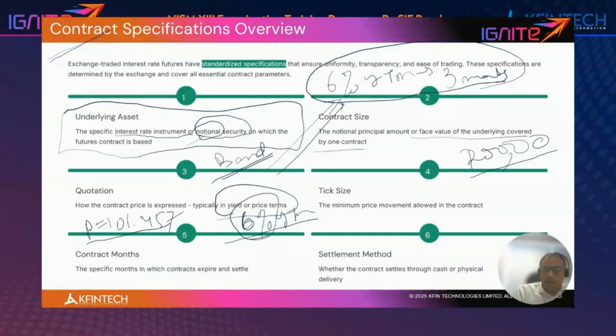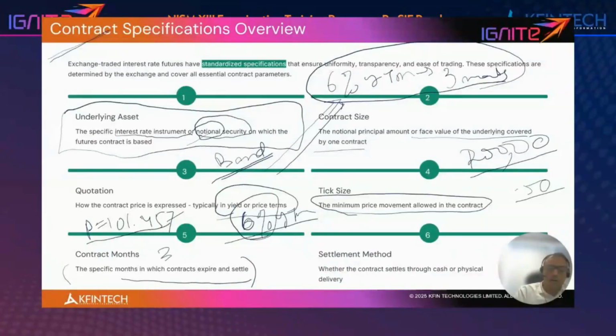Tick size is the minimum price movement allowed in one contract. So if the bond price is 101.457 and the minimum tick size is 0.50, the next contract will be 0.50 points ahead of the previous price. Contract months are the specific months in which the contract expires and is settled. Over here we saw 6% YTM, 3 months. So your contract period is 3 months.